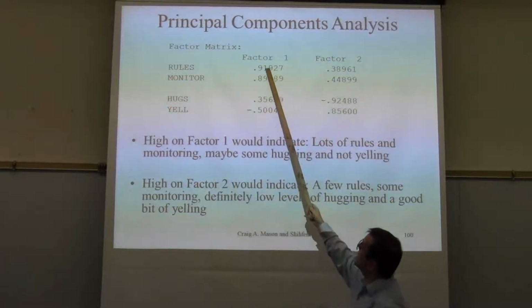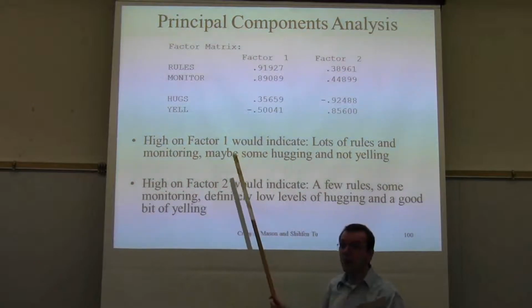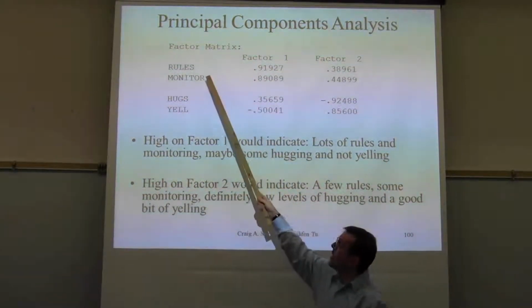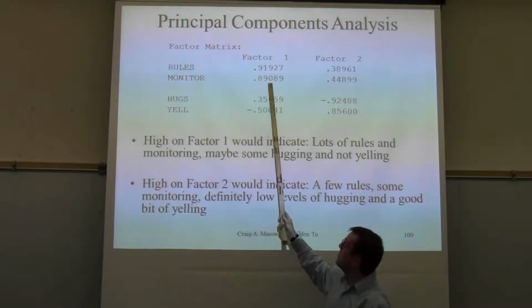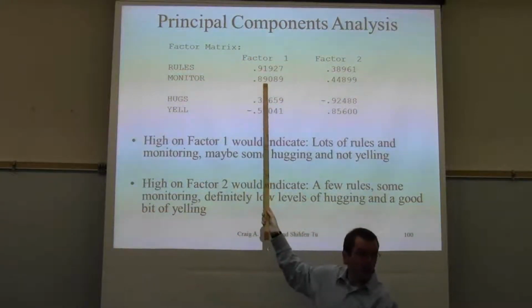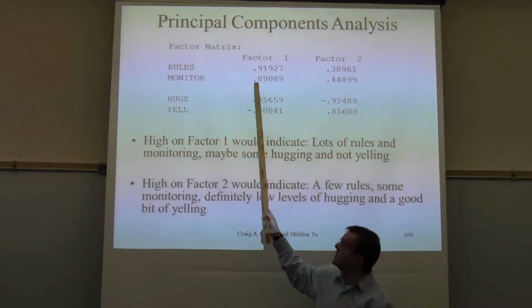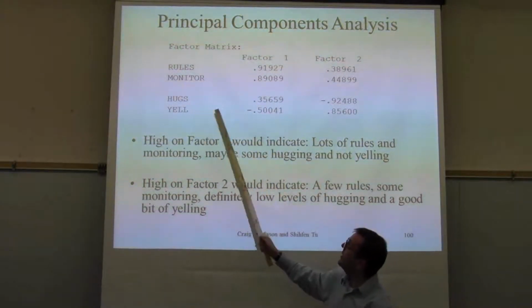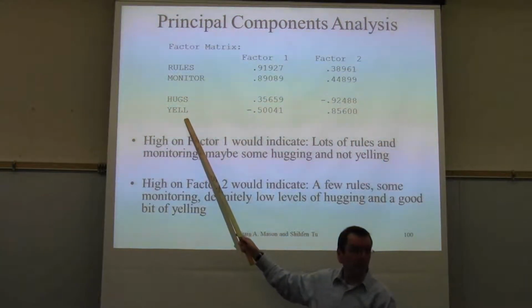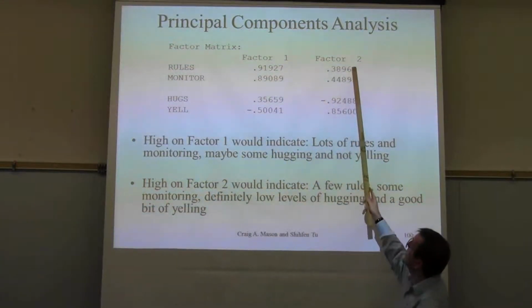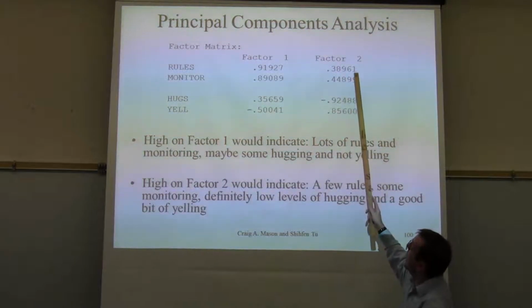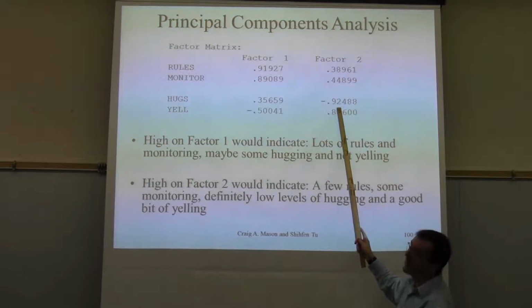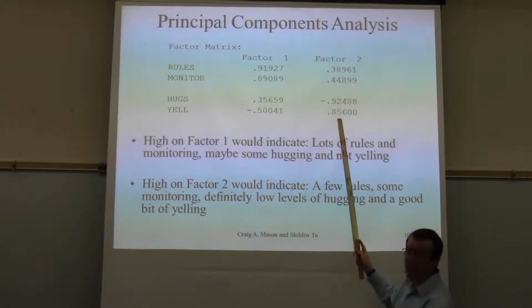So you just ask, okay, factor 1, if I've got a high score on factor 1, this is positively correlated. That means I set a lot of rules, and I monitor a lot because the correlation is 0.89, so they're really highly correlated. So I must do a lot of monitoring. I do a little bit of hugging, and I don't yell very much. Versus if I'm high on factor 2, I do a little bit of rules, a little bit of monitoring. I never hug, and I yell a lot.